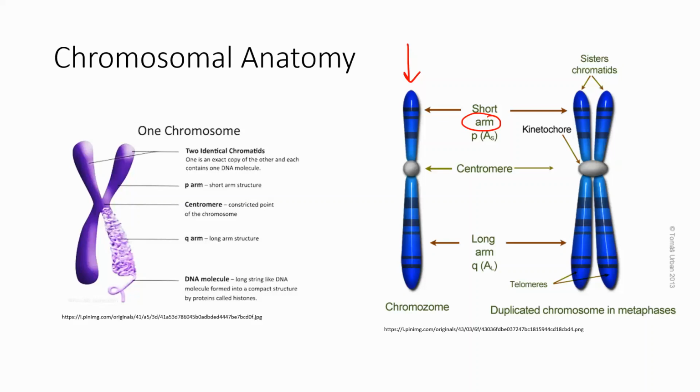When a chromosome is duplicated, after you have S phase and synthesis, you have two identical chromosomes. They are exact copies of each other attached at the centromere, and those are called sister chromatids.